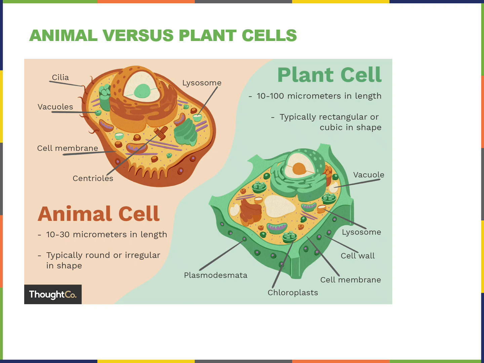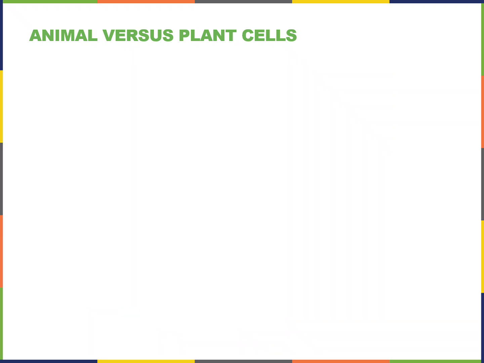So animal versus plant cells, we kind of jumped a little bit, but an animal cell is usually about 10 to 30 micrometers, and a plant cell can range from anywhere from 10 to 100. Okay, and if you remember from some slides ago, the animal cells were more circular than their plant cell counterparts that were a little bit more cubic or rectangular. Okay.